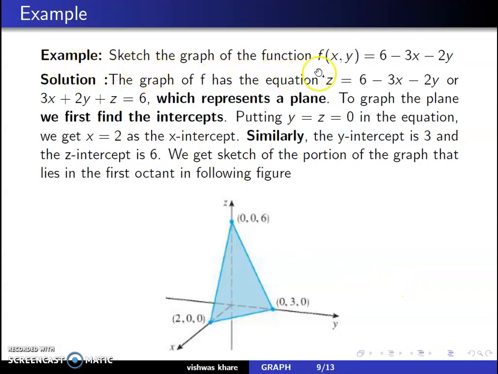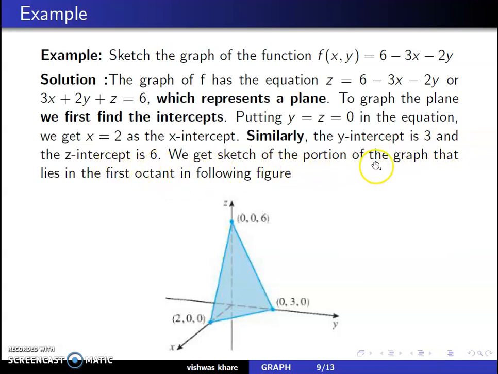Example: sketch the graph of the function f(x, y) is equal to 6 minus 3x minus 2y. Solution: the graph of f has the equation z is equal to 6 minus 3x minus 2y, or 3x plus 2y plus z is equal to 6, which represents a plane. To graph the plane, we first find the intercepts. Putting y is equal to z is equal to 0 in the equation, we get x is equal to 2 as the x-intercept. Similarly, the y-intercept is 3 and the z-intercept is 6.